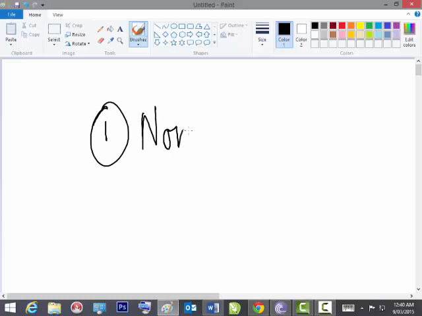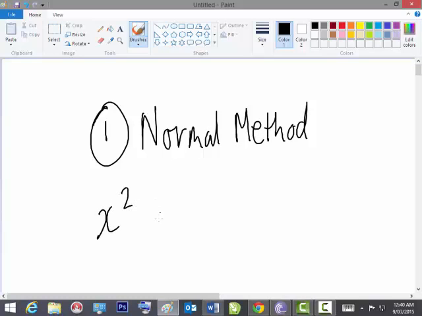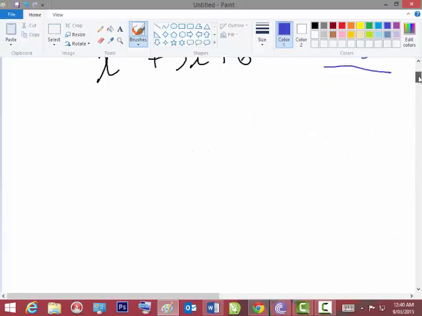is called the normal method. And this is when you've got a quadratic equation where the x squared term has a coefficient of 1. For example, if we had this, what you do is you take the last term, which in this case is equal to positive 6, and the middle term, the coefficient of the middle term, which is equal to positive 5, and then you ask yourself a question.